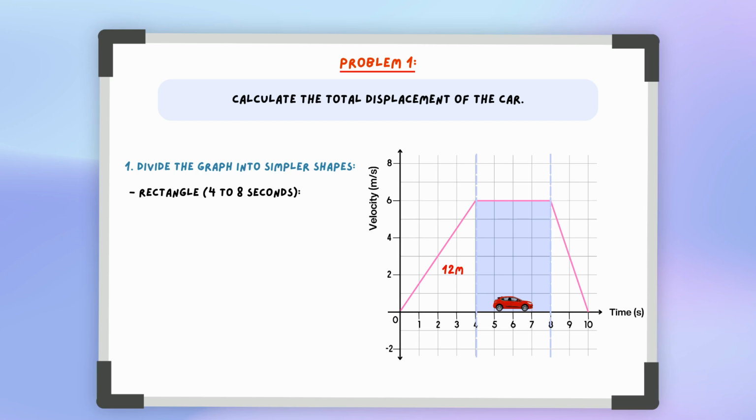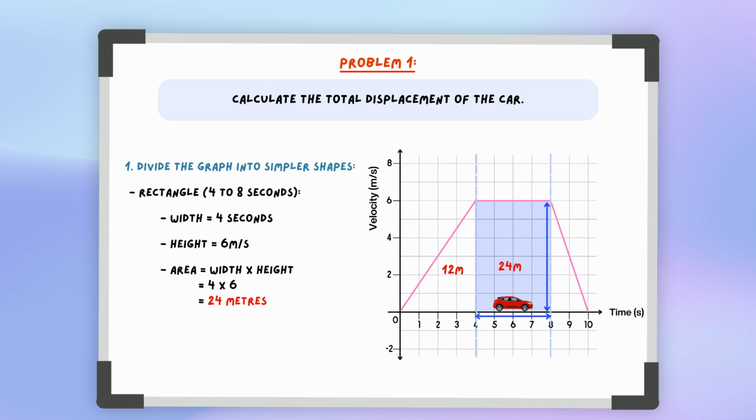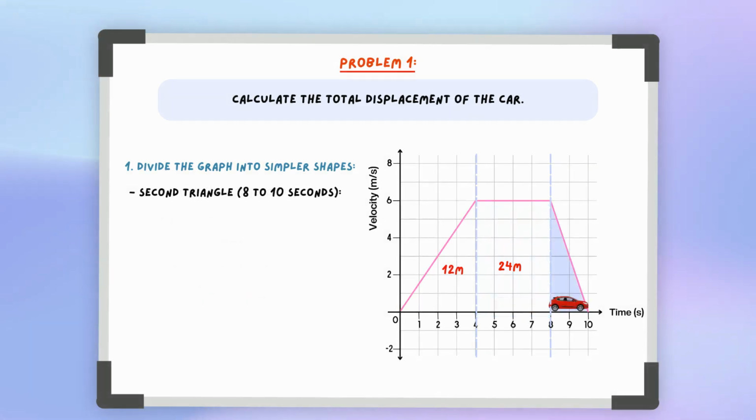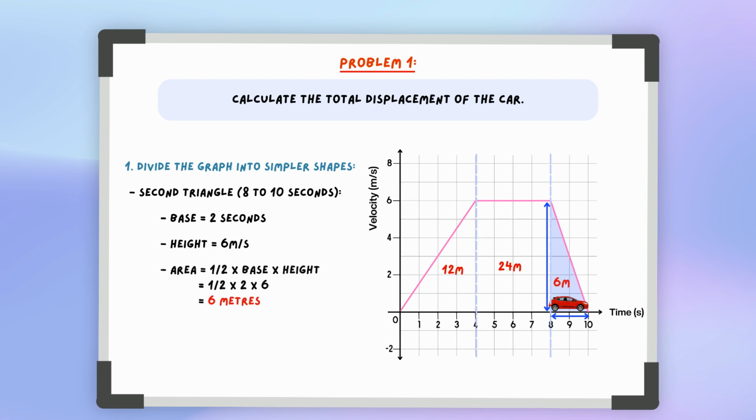Now let's look at the second portion of the journey from 4 seconds to 8 seconds, which creates a rectangle shape. The width of this rectangle is 4 seconds and the height is 6 meters per second. We can therefore find the area by multiplying these two values together, which gives us an area of 24 meters. The final portion of the graph is from 8 seconds to 10 seconds, and we need to find the area of this triangle. The base of the triangle is 2 seconds and the height is 6 meters per second. So the area of the triangle is 1/2 times 2 times 6, which is 6 meters.